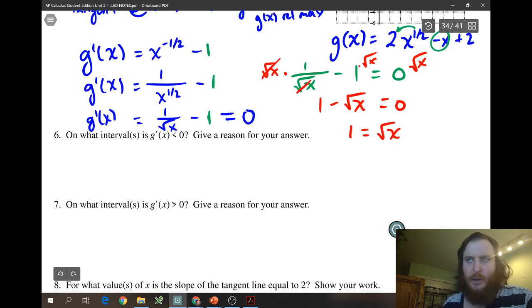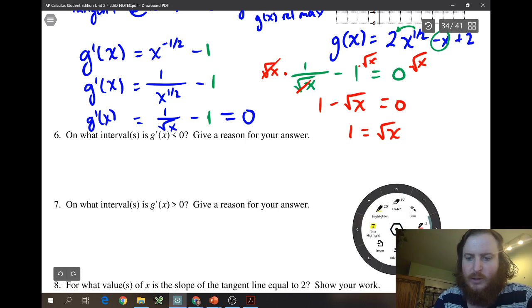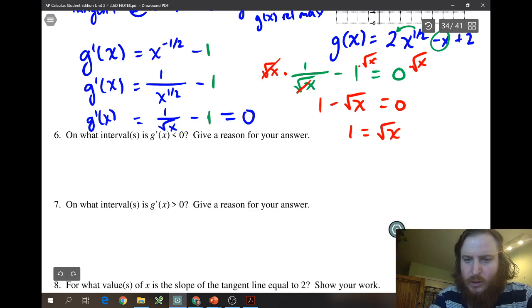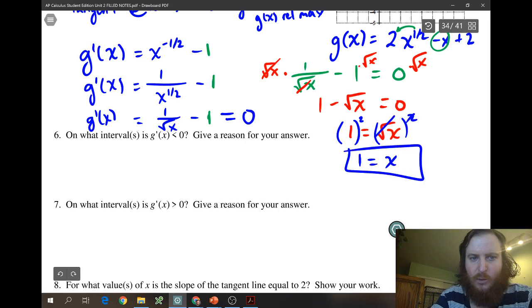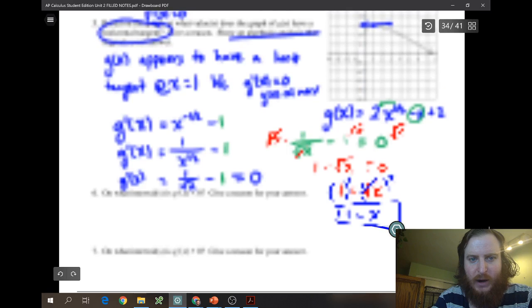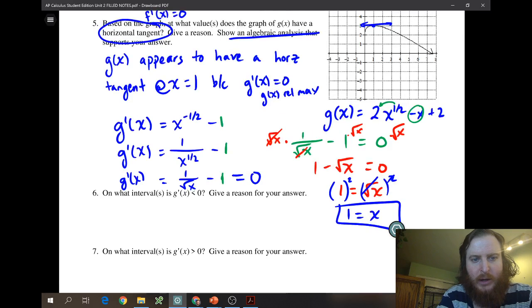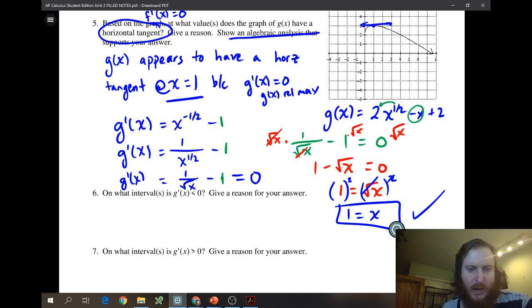Can the square root of an answer be positive? Yes, that works. So now we're going to square both sides, the right side and the left side. The reason we do that is that it cancels out our radical. So we get 1 equal to x. And so we're verifying, right? They asked us to verify our answer. Where did it have a horizontal tangent line? At 1, we got it right. So we proved it algebraically.